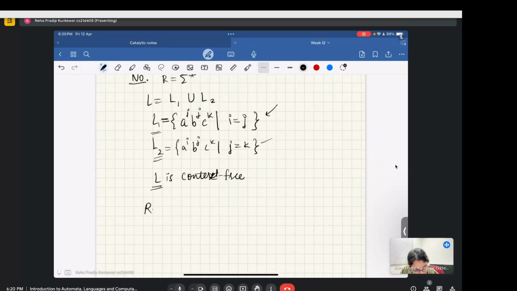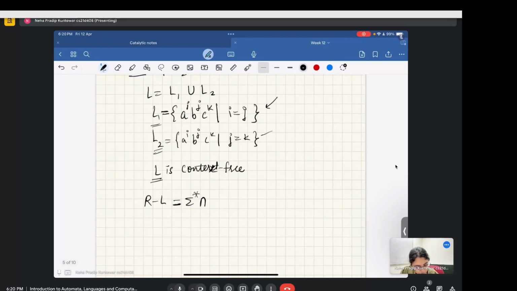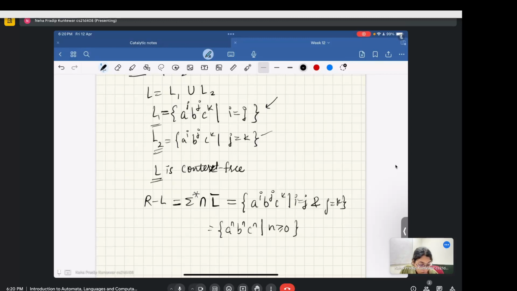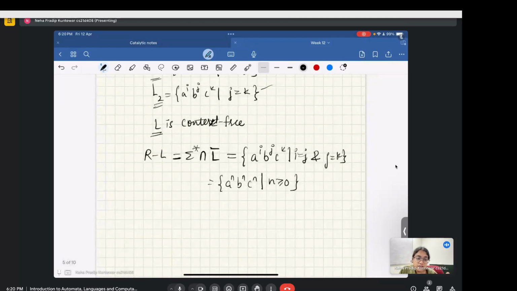So what we will do is, R minus L is nothing but sigma star intersection L complement, and this is nothing but the set of all a^i b^j c^k such that i is equal to j and j is equal to k. So this is nothing but a^n b^n c^n, where n is at least 0. So we know that this language is not context free.